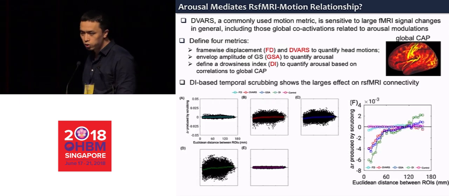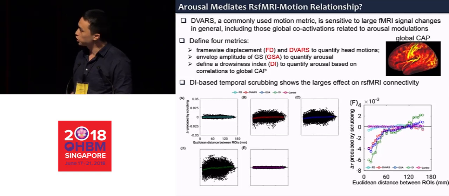If we do the temporal scrubbing based on these four different metrics, we see very similar trends, but you can see the FD, which is really based on the imaging registration parameter, has a very marginal effect. But the largest effect is actually from the DI, the drowsiness index.